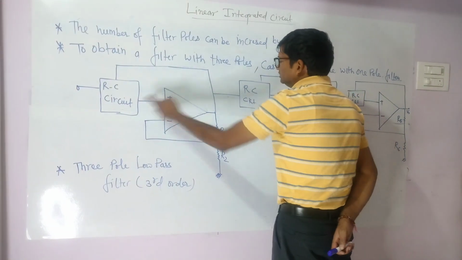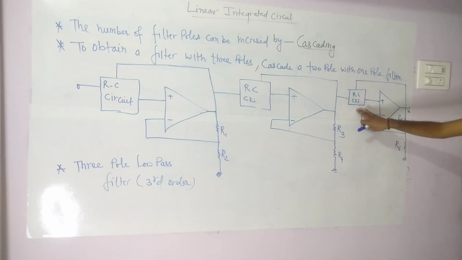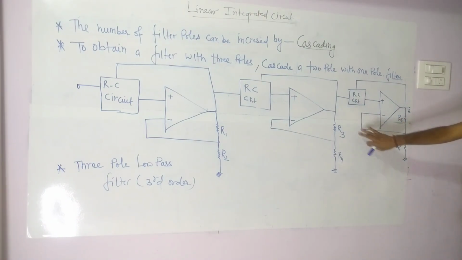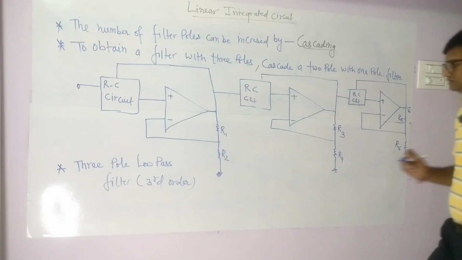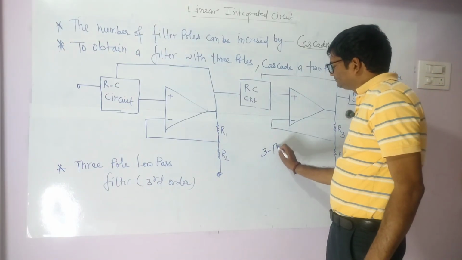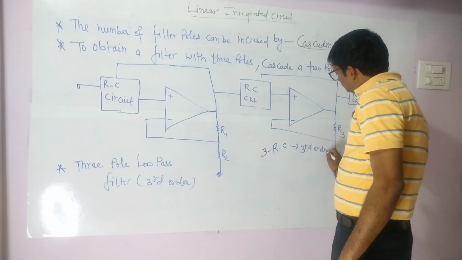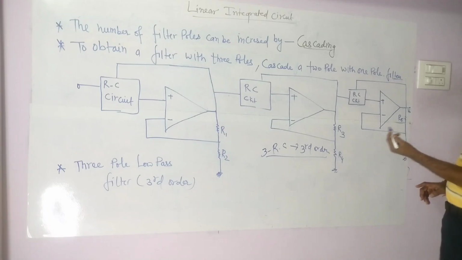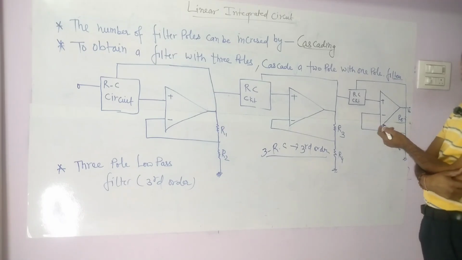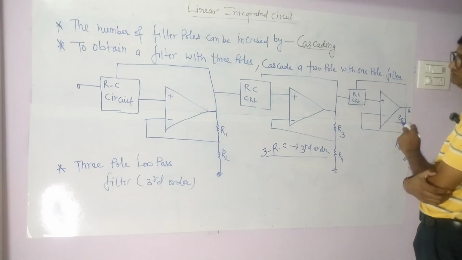The RC networks decide the order. So these are three RC networks, which is called a third order RC filter. This is called a three pole low pass filter. Three RC means third order filter. So we are connecting three single pole filters in cascade. This is called a third order low pass filter.